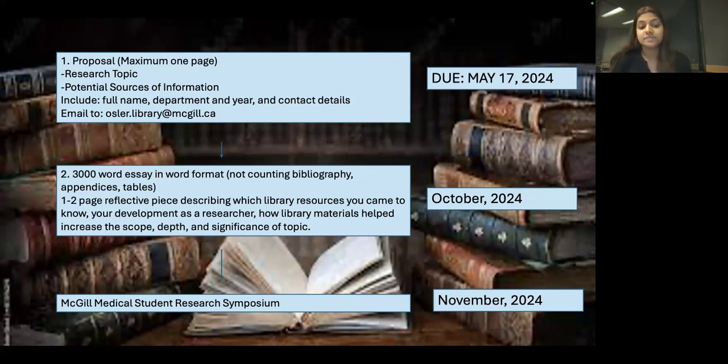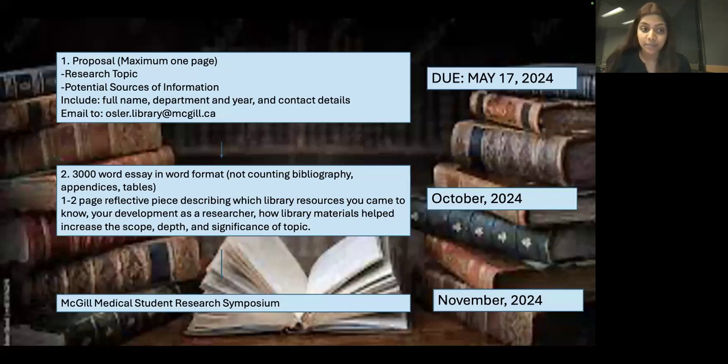And this reflective piece basically will be describing what resources you came across in the library, how this project helped you as a researcher, and how the materials also helped you increase the scope, depth, and significance of the topic. So we don't have a specific date for this yet, but it will be due in October.